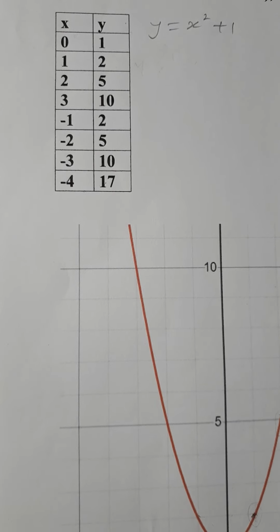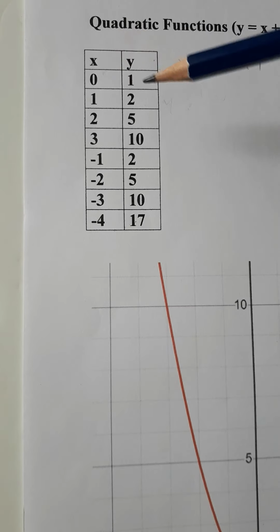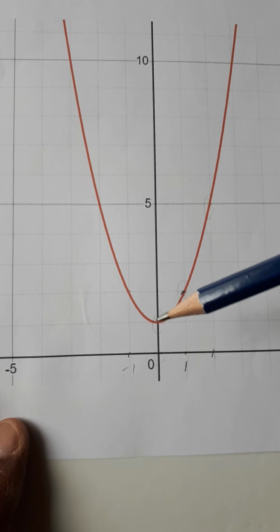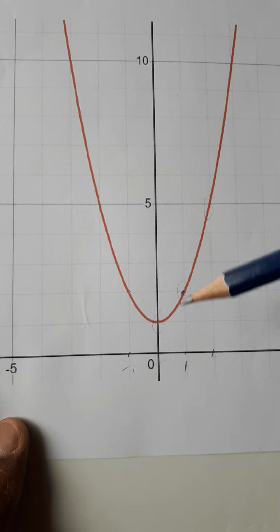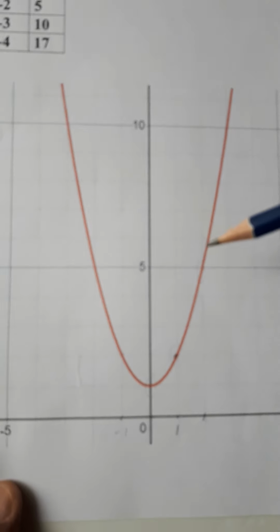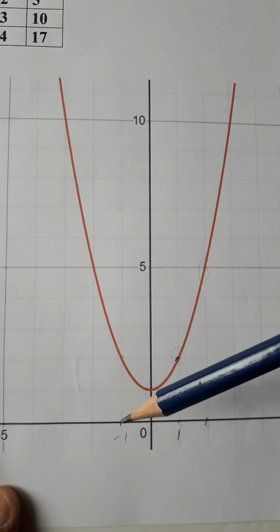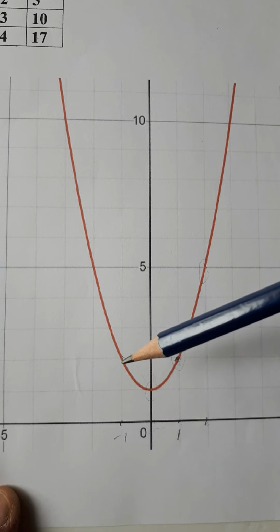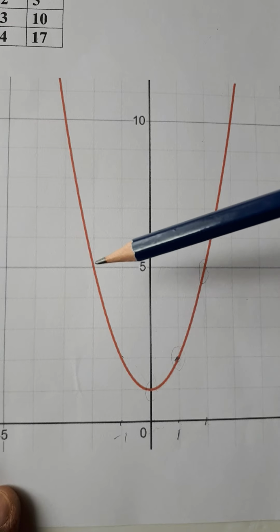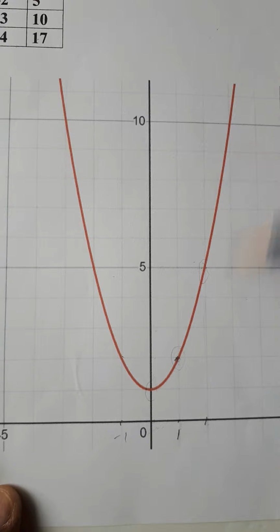Now we are going to put the numbers on a graph. x equals 0, y equals 1. x equals 1, y equals 2. x equals 2, y equals 5. Okay. And same thing for the negative numbers. Minus 1, 2. x equals minus 2, the answer was plus 5. So when we connect all these points, we get a nice parabola.